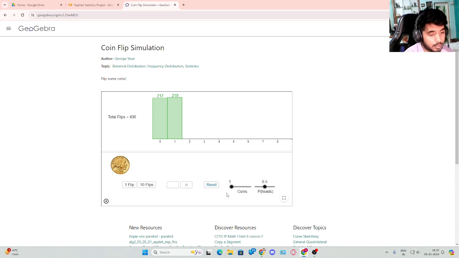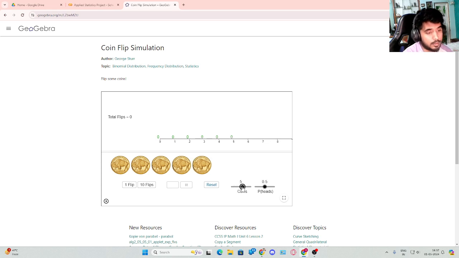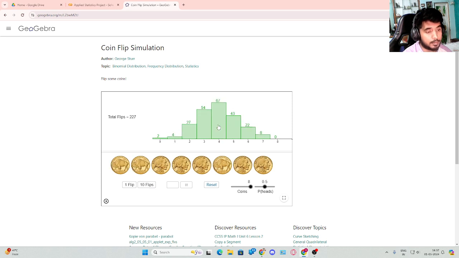So let's increase the number of coins now. Let's increase it to 8 to see exactly what happens. So we are doing 1 flip of 8 coins. The number of times the head comes is 3. Again we flip. The number of times the head comes is 2. Now we keep flipping. We can see that in the middle portion, the number of heads is more. The total number of heads is tending towards the middle, which is 0.5.